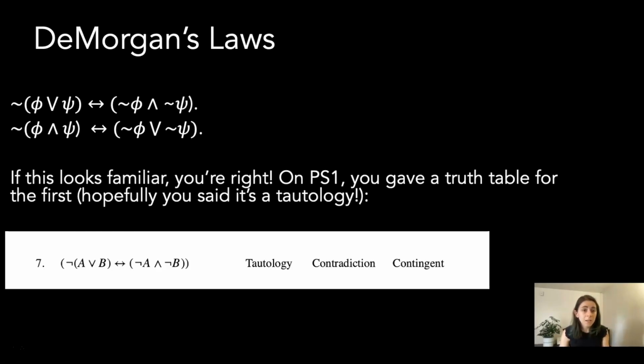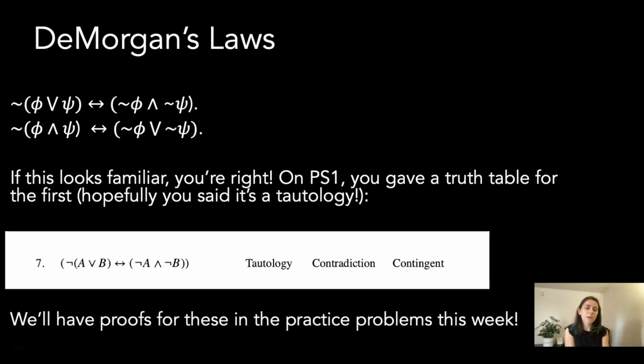Now, if this looks kind of familiar, you're right. On problem set 1, you gave the truth table for the first. So we had in that problem negation across an or, A or B, and we showed that that was equivalent to negation A and negation B. I hope on that problem set that you indicated that was in fact a tautology. So I won't have a proof of this because we'll have a proof of these in our practice problems for this week. Just remember, when we want to distribute negations, we'll have to flip our ands to ors or ors to ands.